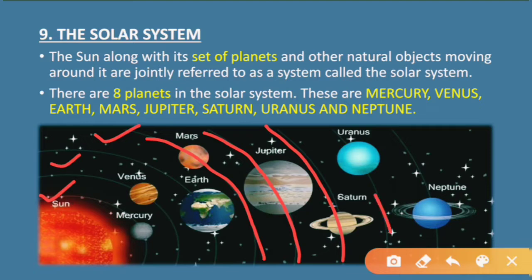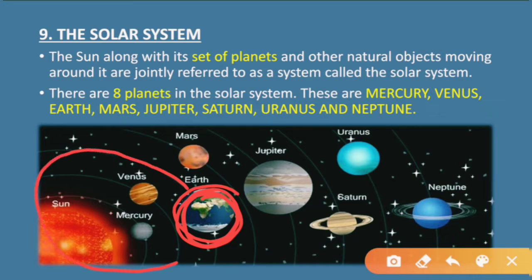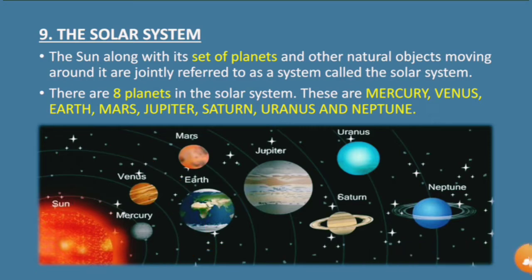Okay, all the planets move in their own path. Now see, the planets move in two ways. One, they move in their place only. For example, this is Earth, so it rotates in its place only, plus it revolves around the sun in a circular path. So the planets generally move in two ways.